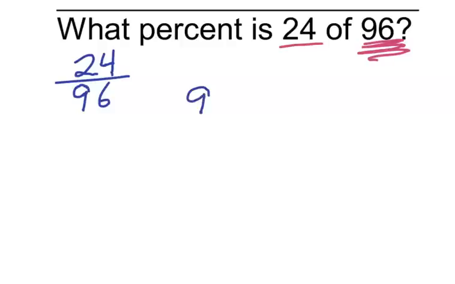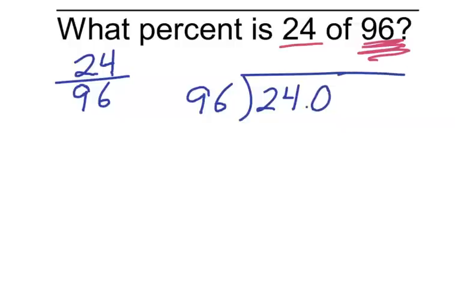So we're going to go ahead and work it out this time. So we have 96. We're going to divide it into 24. Well, 96 does not go into 24, so we're going to have to add a 0 to that. So how many times does 96 go into 240? Well, it's going to be about 2 times, right? Because 96 is close to 100. 2 of those would be 200. So 6 times 2 is 12. 9 times 2 is 18, plus 1 more is 19.